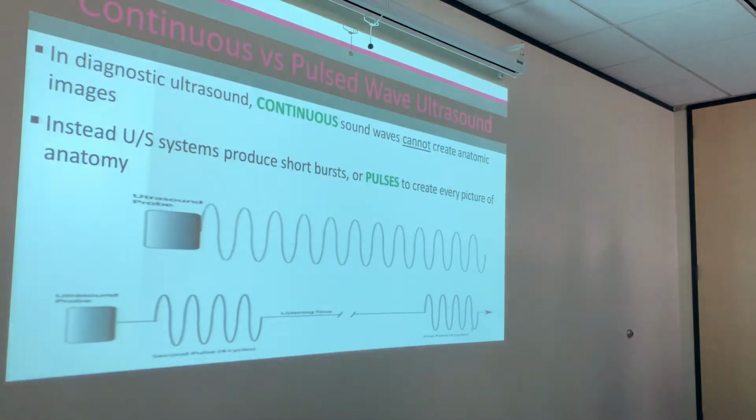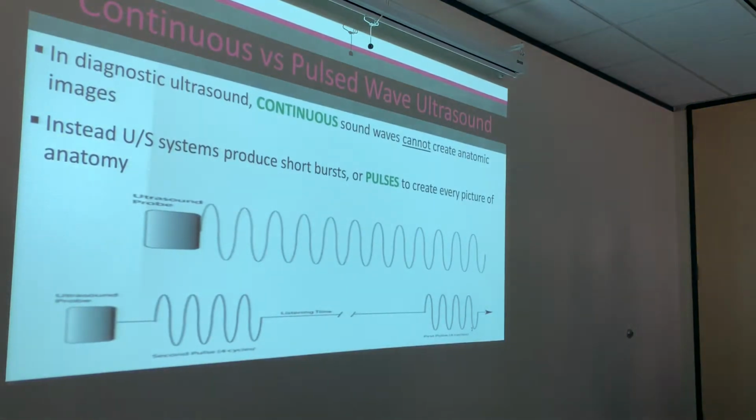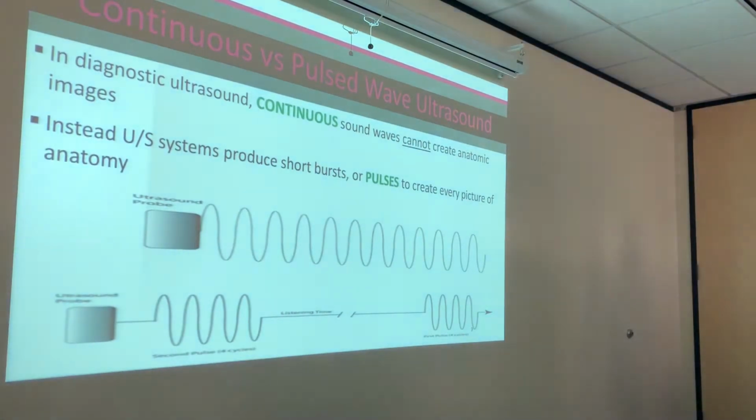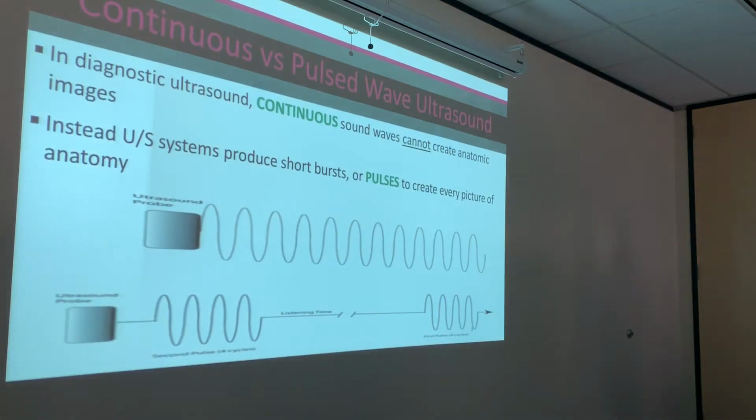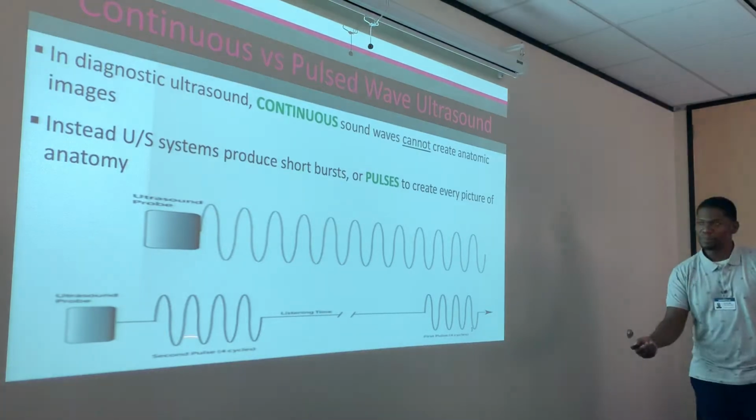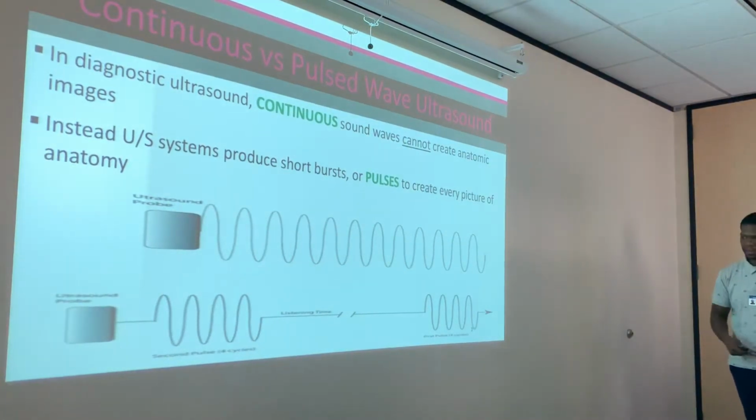But instead, diagnostic ultrasound systems produce short bursts or pulses to create every picture of anatomy, because, like I said, guys, it has a talking time when the pulse is on and a listening time when there's no pulse. It's waiting on those reflected sound waves to come back. Continuous wave, it's always talking. Like me, I'm continuous wave, I'm always talking.